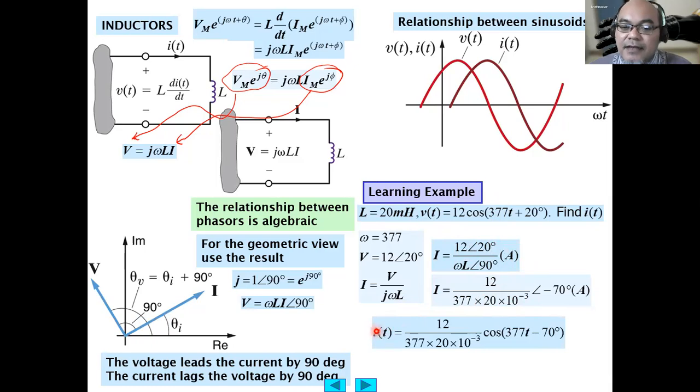So the current in sinusoidal form becomes, the magnitude is 12 divided by 377 times 20 times 10 to the power of minus 3, cosine 377t minus 70 degrees ampere. Okay, it's clear, yeah?